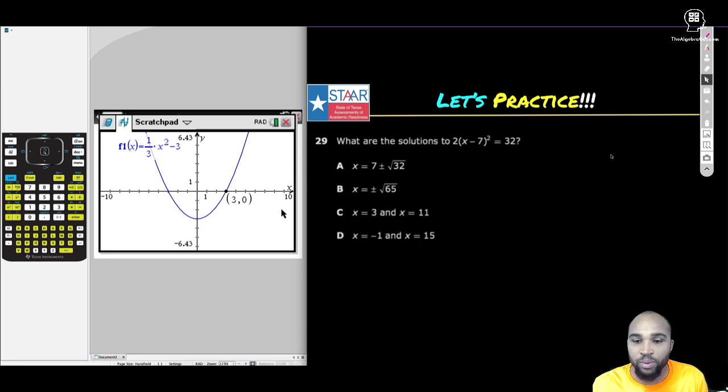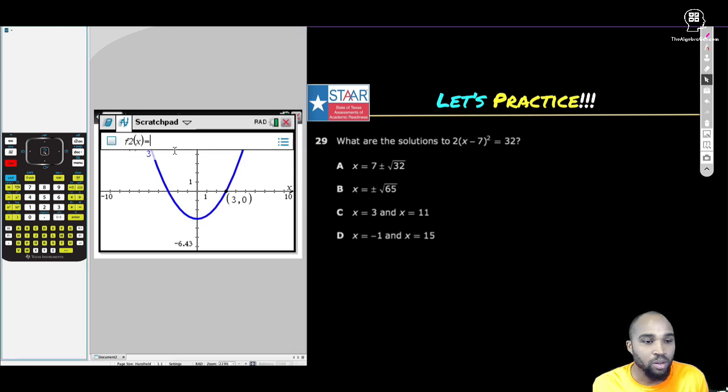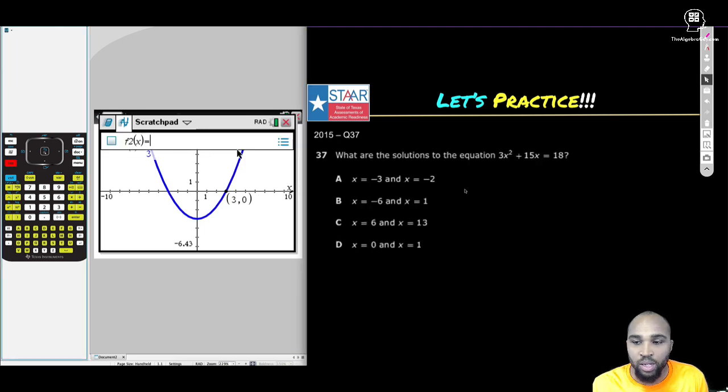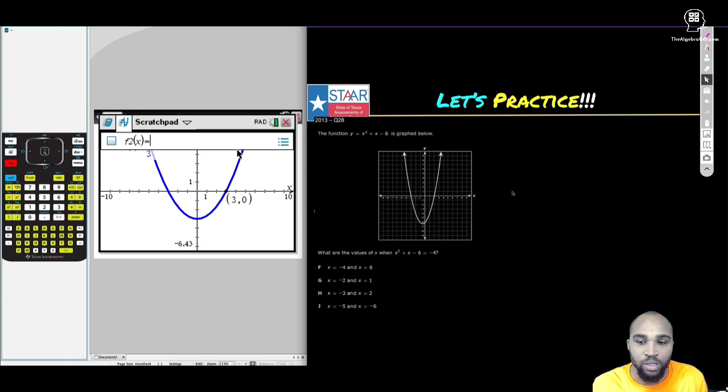All right, let's look at our next one. What are the solutions to this one? You can literally put this one in the same way. So let me see if there's any others. All these, you can put both equations in on both sides and look for where they cross. And this one is asking, they give you the equation, but they say, what if this is equal to 4? I want to do that one.